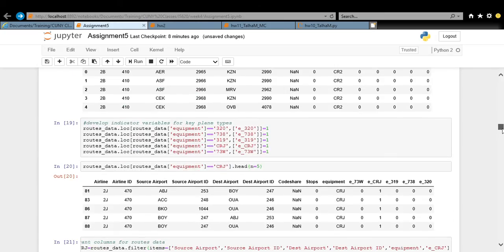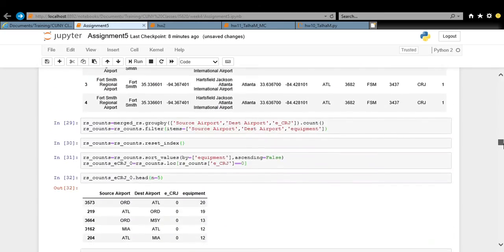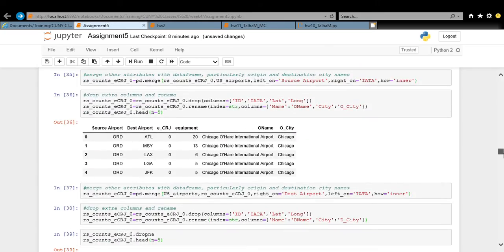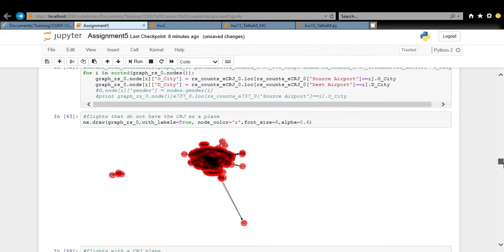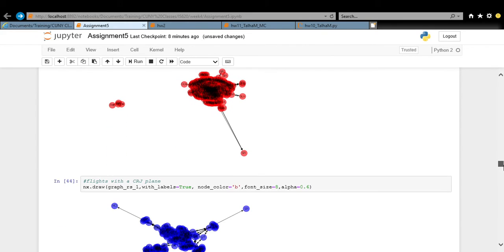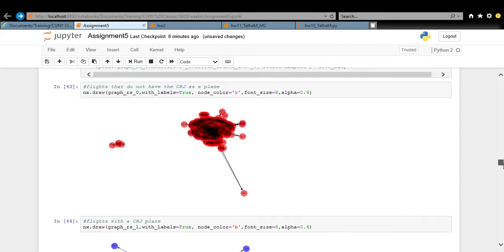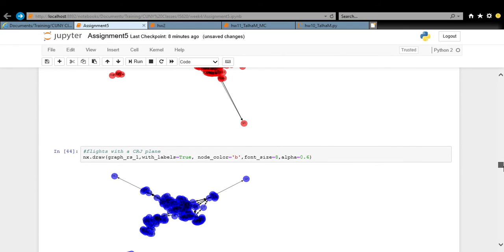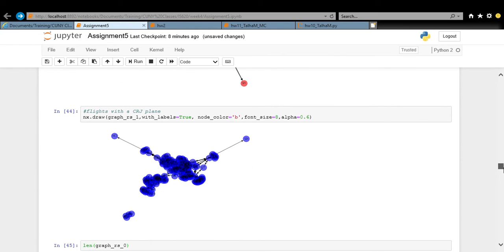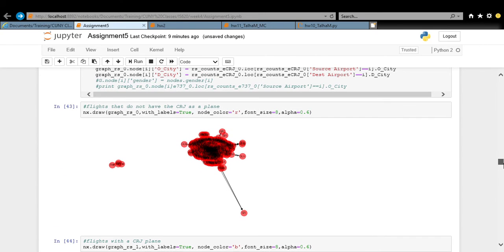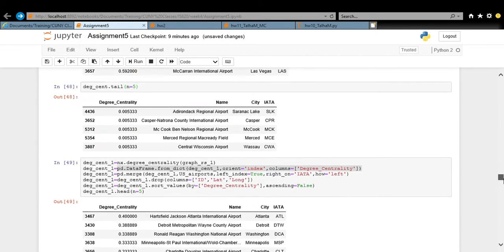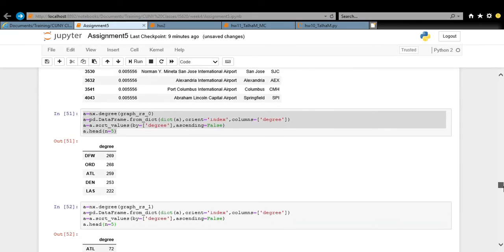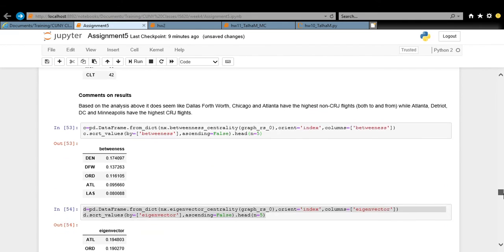I calculate the centrality metrics, which show some interesting patterns. Here you can see the overall graphs. I focus now on only the CRJ type of plane, and the others. This one is with the CRJ plane, and this one is without the CRJ plane. And I calculate some of the metrics.